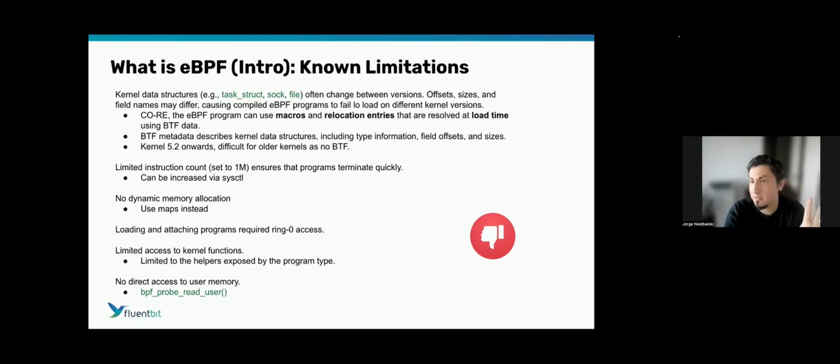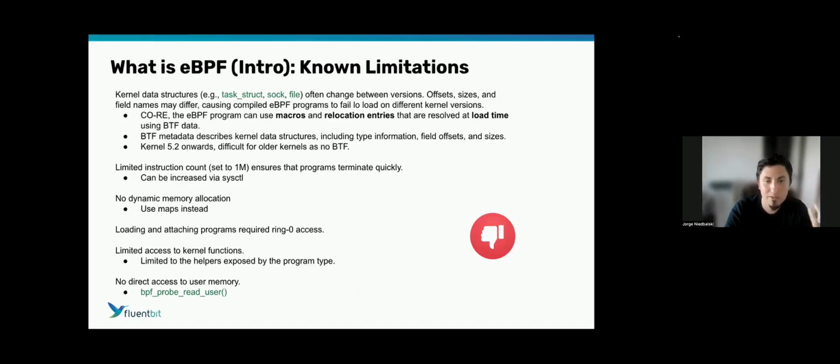That's why we have tail calls right now, which allow you to segment and pass data between different programs. But if you have a single program, that complexity will grow, and that probably won't fit into 1 million instructions. So you will have to simplify the program. There is no dynamic memory allocation. So that means you cannot do a malloc, you cannot do an mmap from an eBPF program. You have to use maps.